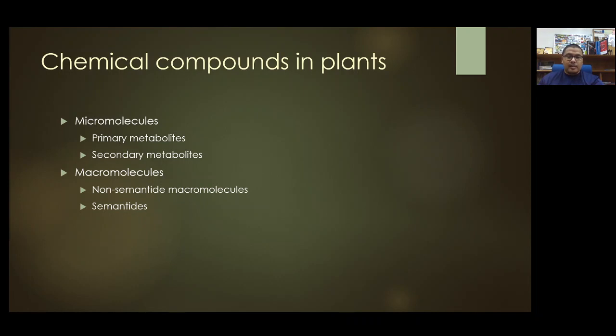The semantide macromolecules are basically the DNA and RNA, the molecules carrying the information, and sometimes the proteins. You can use these as semantides, but the non-semantide macromolecules consist of starches, cellulose, and sometimes we can have proteins also. I will give you just a brief on the discussion of micromolecules and macromolecules.